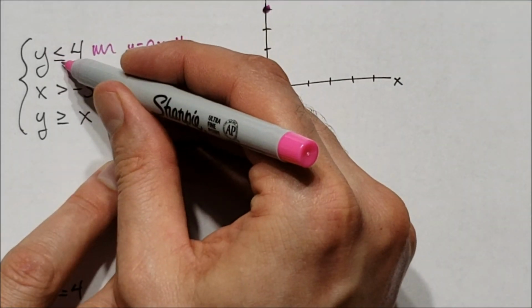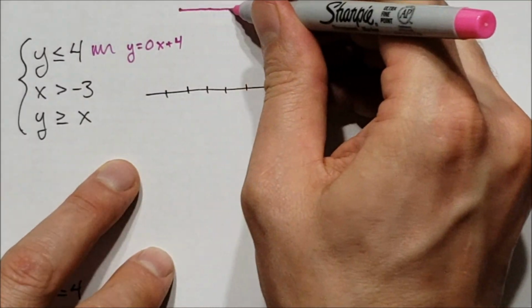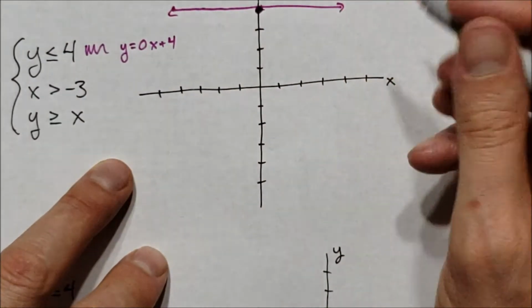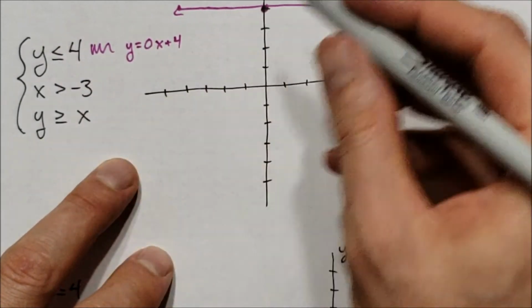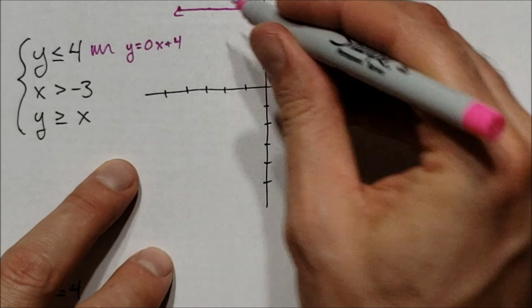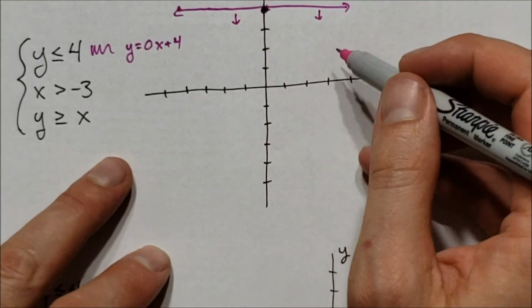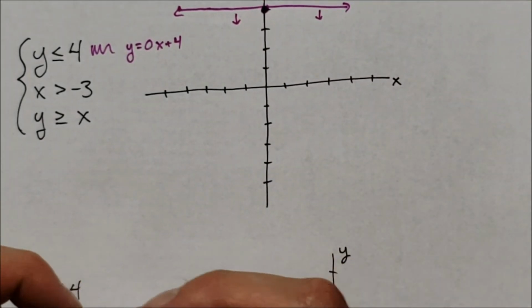It's a solid line because it's or equal to. It just continues on forever in both directions. And it is less than or equal to 4. So we're going to be shading in underneath there. So it's just temporary arrows to show which way I'm shading.